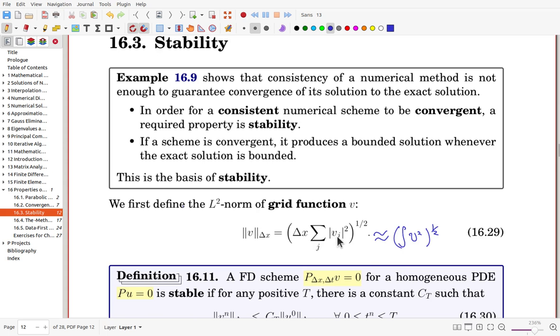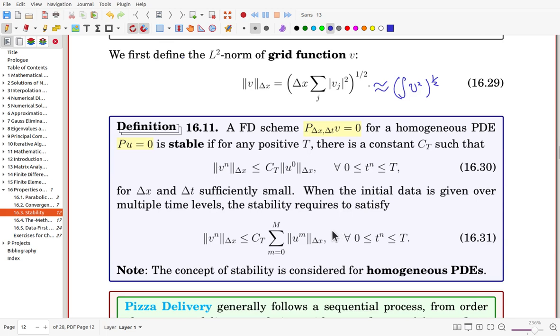Assume that this grid function is expanded over the domain continuously, then there is the L2 norm, and at each delta x the value is evaluated, so that there's a kind of trapezoid rule for that integral. So for grid functions, the L2 norm is defined in this way. It's a kind of energy norm. Okay. Now we'll define stability in this definition.